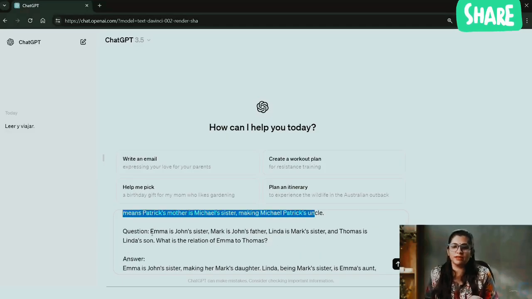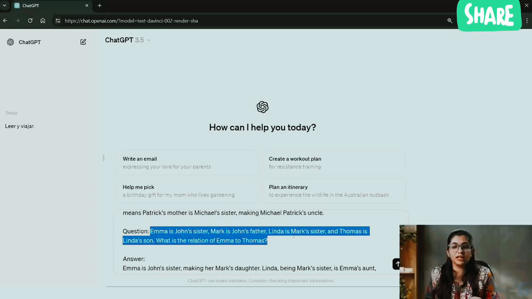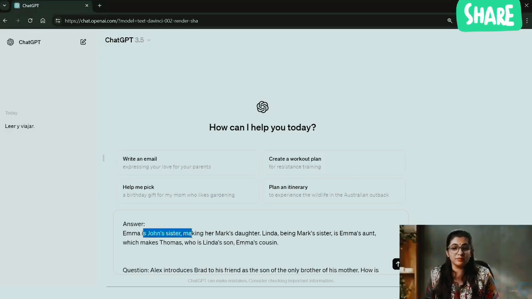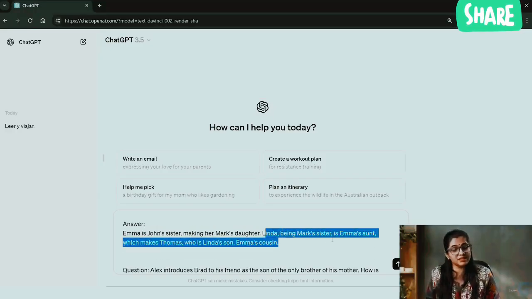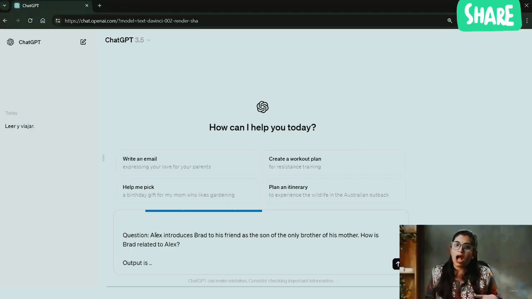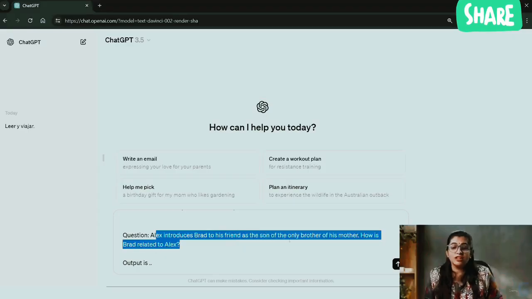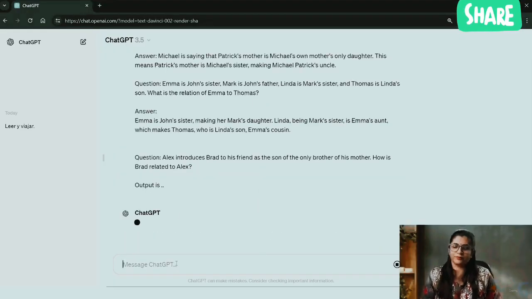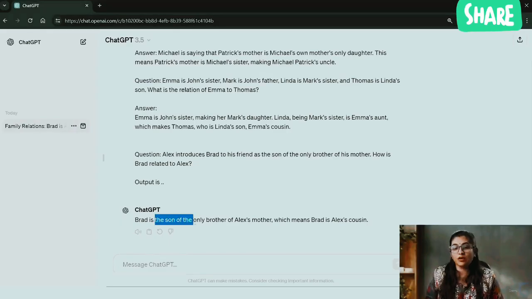Okay. Second example: Emma is John's sister, Mark is John's father, Linda is Mark's sister, and Thomas is Linda's son. What is the relation between Emma and Thomas? Emma is John's sister, making her Mark's daughter. Linda, being Mark's sister, is Emma's aunt, which makes Thomas, who is Linda's son, Emma's cousin. Right? Now, our input question is, Alex introduces Brad to his friend as the son of the only brother of his mother. How is Brad related to Alex? Output is, Brad is the son of the only brother of Alex's mother, which means Brad is Alex's cousin, right? Logically, the chain of thought correlates based upon your examples.